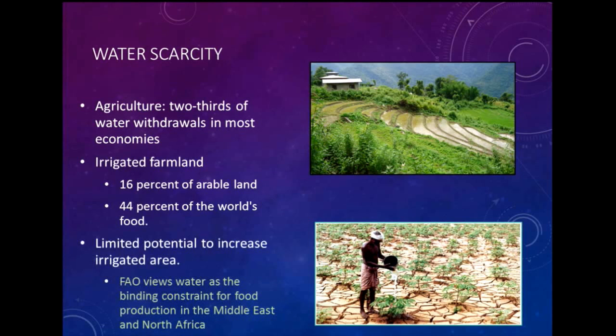But there's a limited potential to increase this irrigated area. And in fact, the FAO views water as the binding constraint for food production in the Middle East and North Africa because it's not able to be used for irrigation any longer. No increased irrigation there.